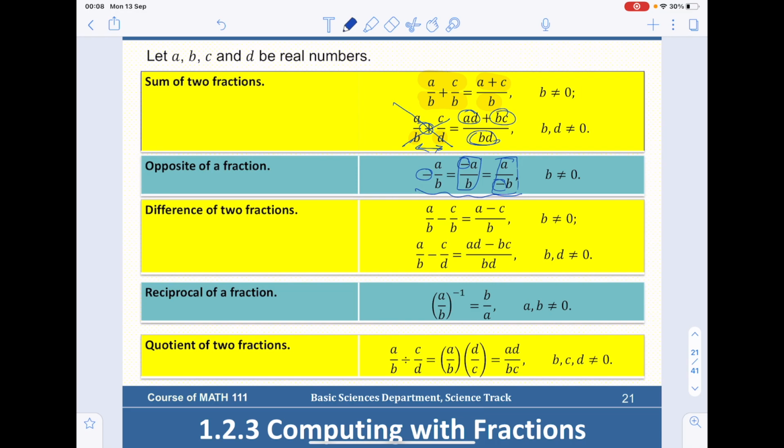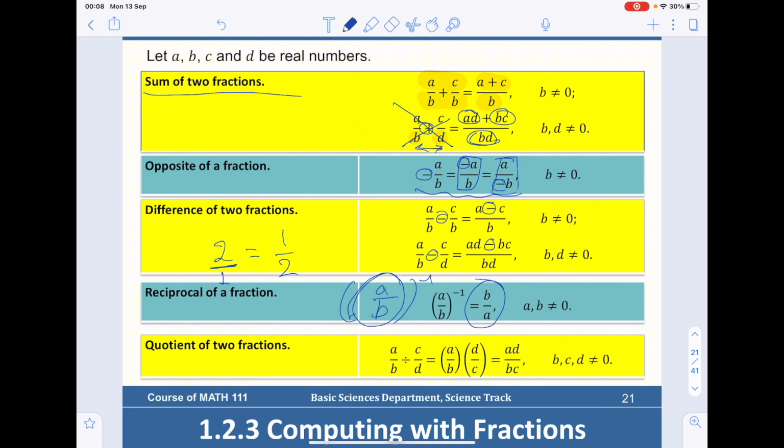The difference of two fractions is exactly the same as the addition or the sum of two fractions, but here we have minus between the a over b and c over d. The reciprocal of the fraction a over b is b over a. So the reciprocal of 2 is 1 over 2, because the denominator here is 1. All you have to do here is to flip the fraction.